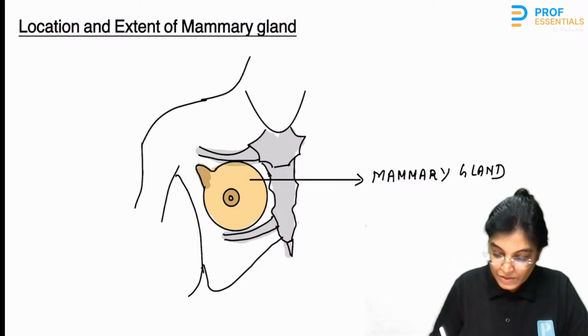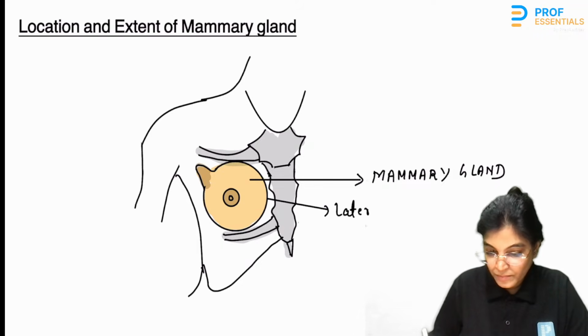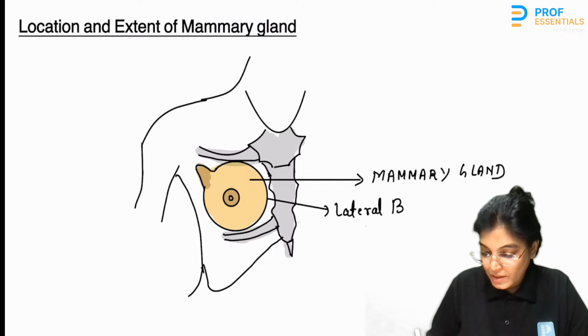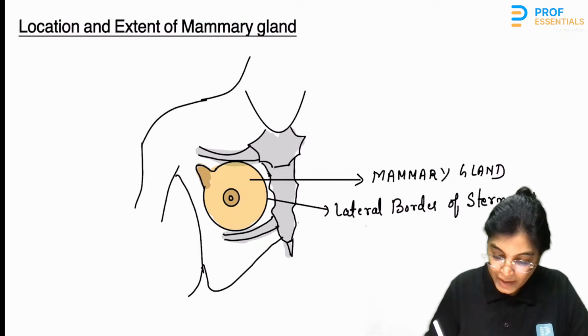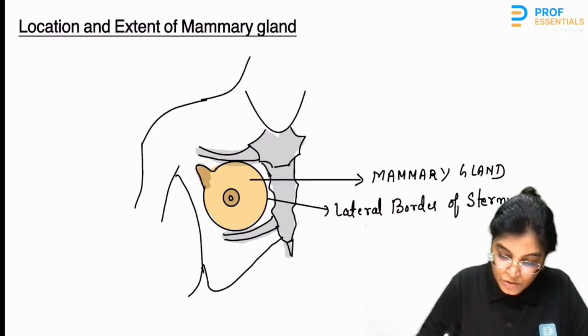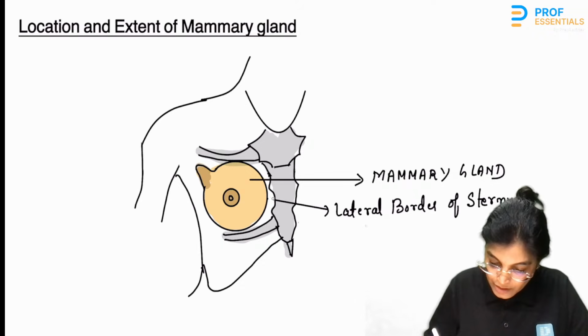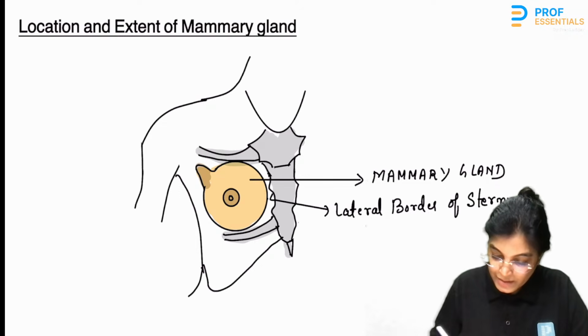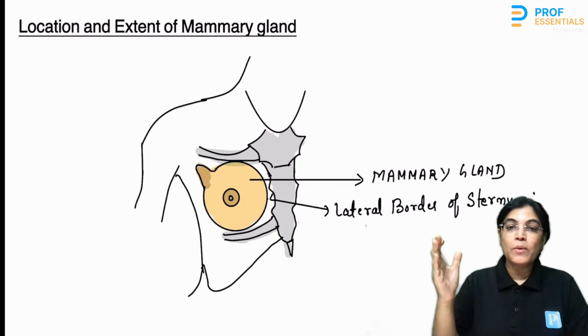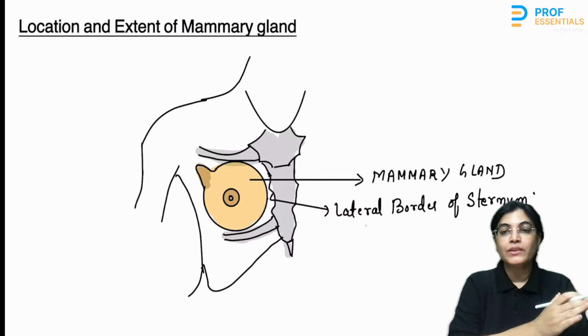So basically this structure which you are seeing is the lateral border of sternum. Here we have got the lateral border of sternum. That is the extent. So why I have shown you the lateral border? So that you can see this is the extent. This is the lateral border and this is showing the extent of mammary gland medially to that of lateral aspect.